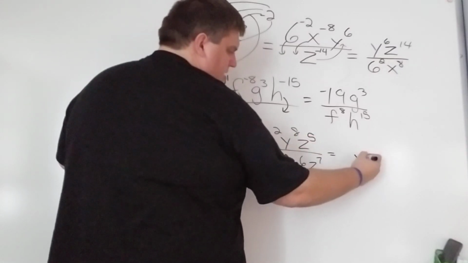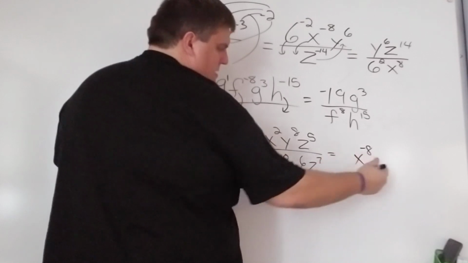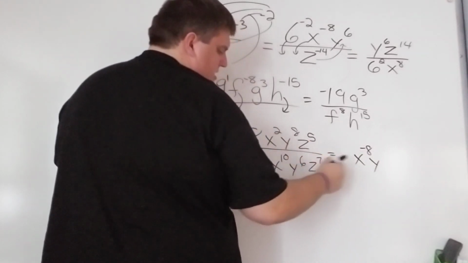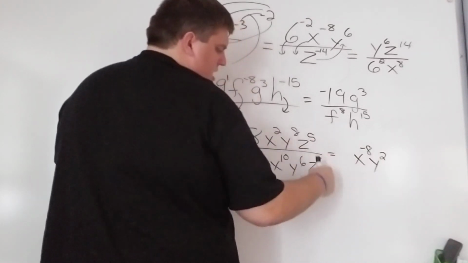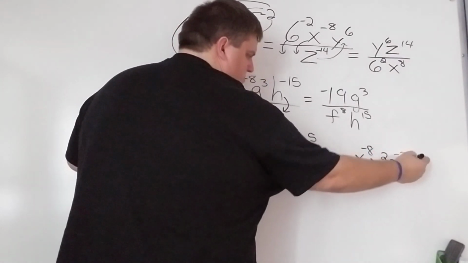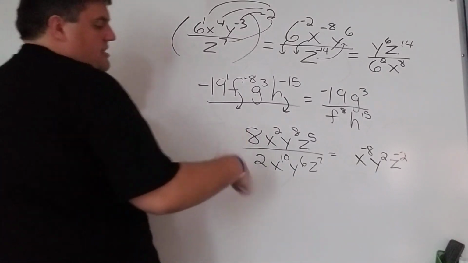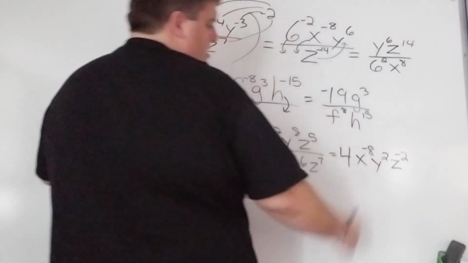So keep the base, 2 minus 10 is negative 8. Keep the base, 8 minus 6 is 2. Keep the base, 5 minus 7 is negative 2. And then the 8 and the 2, they don't have the same base, so we do whatever the problem says. In that case, let's divide.